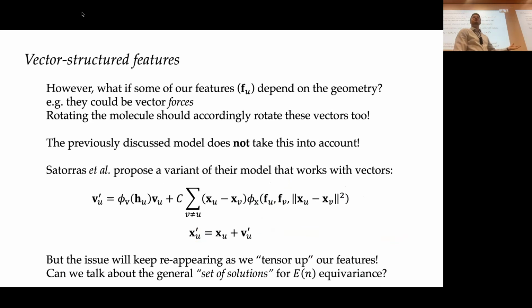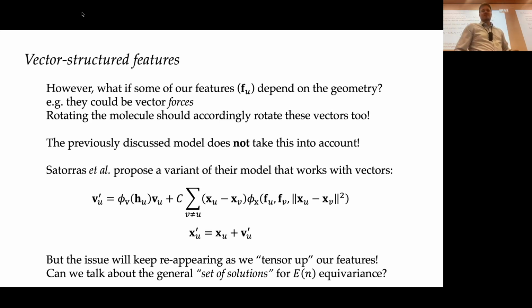And while in the original paper, Satorras and others do propose a modification of this layer that also updates the velocity features, so everything which is vector-based, we can invent a new rule for this. But you can see how this is an issue that will keep appearing as you tensor up. For every new tensorial order, you need to invent a new equation that will update this. So you might ask yourself, can we talk about a general set of solutions that satisfy these equivariance constraints?